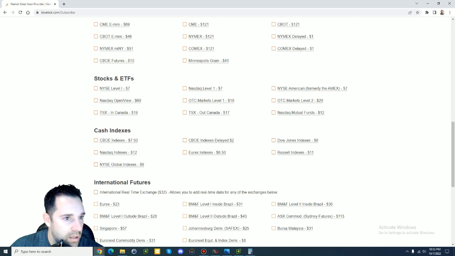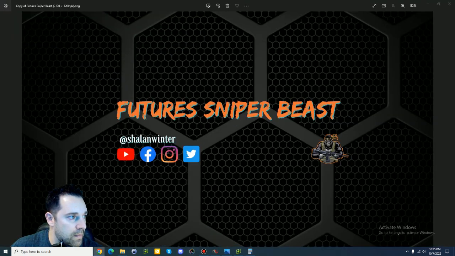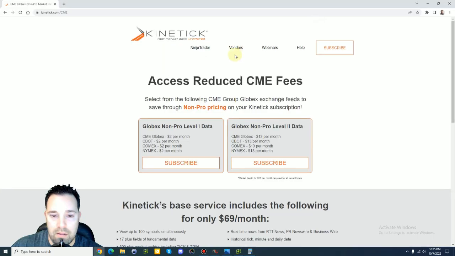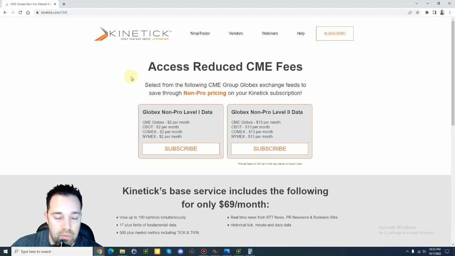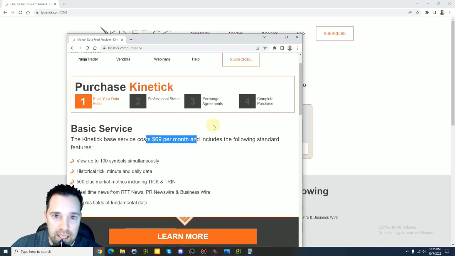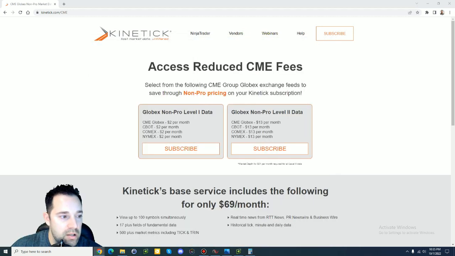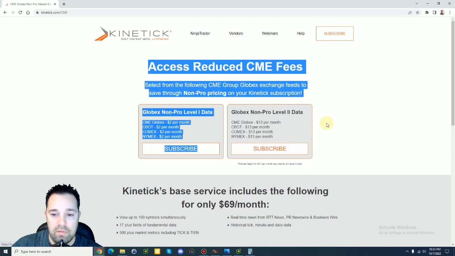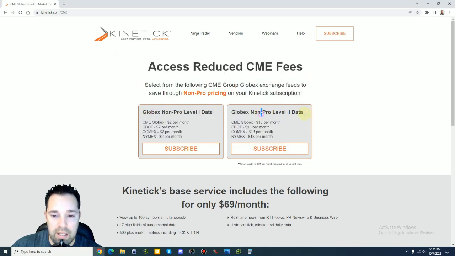Now here's the other part of it. For futures data, if you just get that $69 basic package, your data is delayed. It's not up-to-the-minute, up-to-the-second data. It's going to be delayed, so you have to purchase futures data. This is the futures data: level 1 data, and level 2 if you need it.